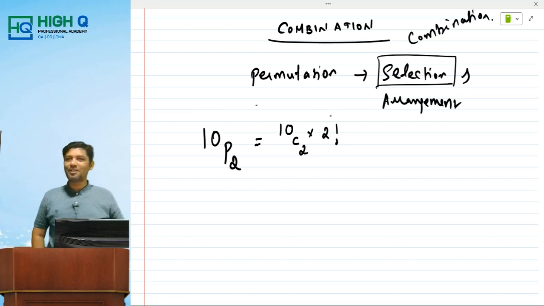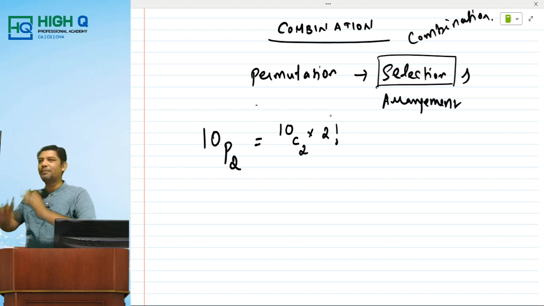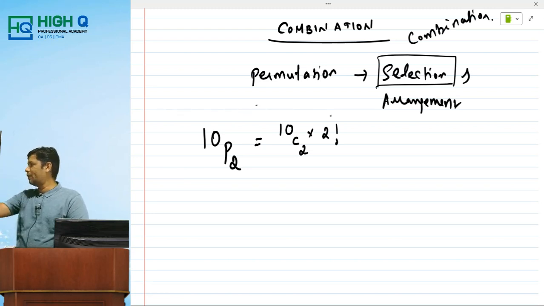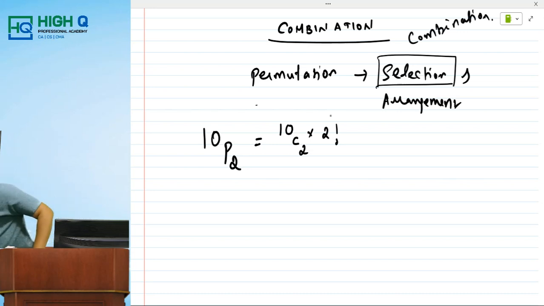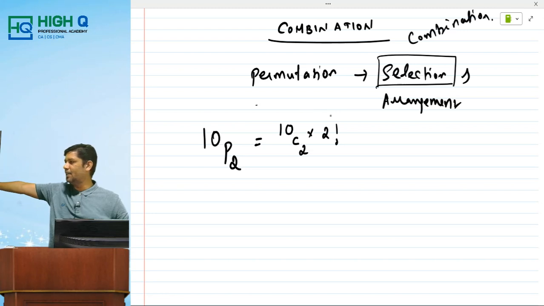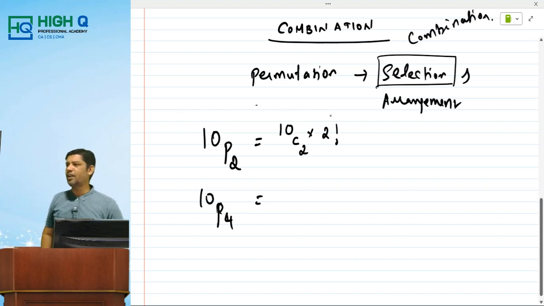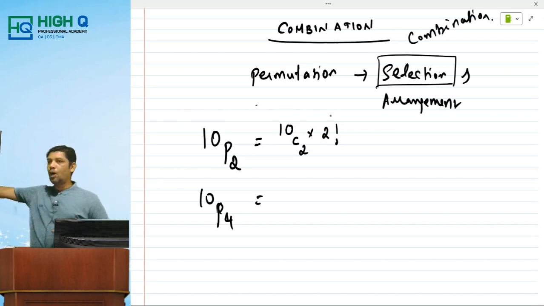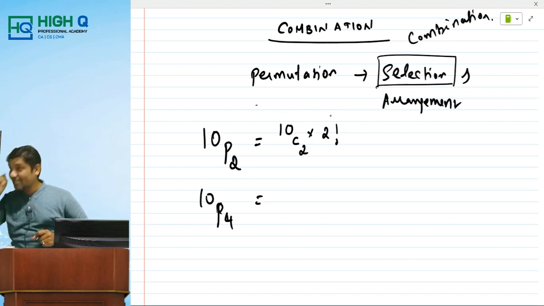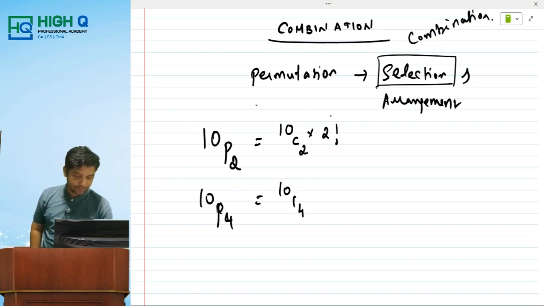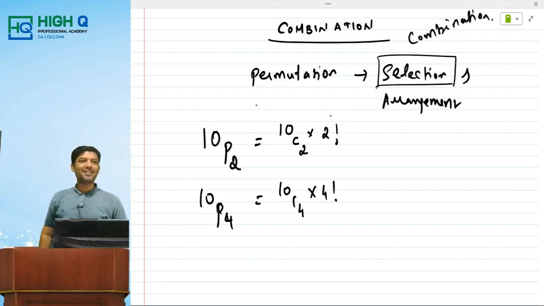See, this is the operation, my dear. 10P2 is equal to 10C2 into 2 factorial. What does this mean? Out of 10, 2 to be selected and 2 to be arranged among themselves. Now, for example, out of 10, 4 to be arranged. Tell me, what is it? Out of 10, 4 to be selected, then 4 to be arranged. Is that right?